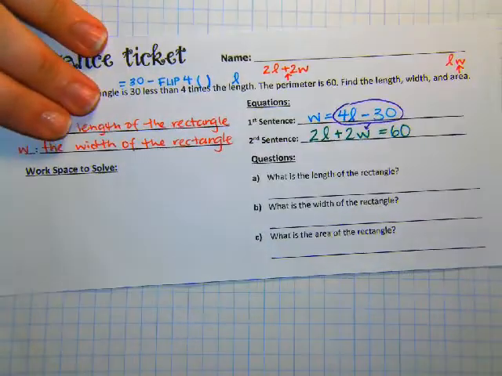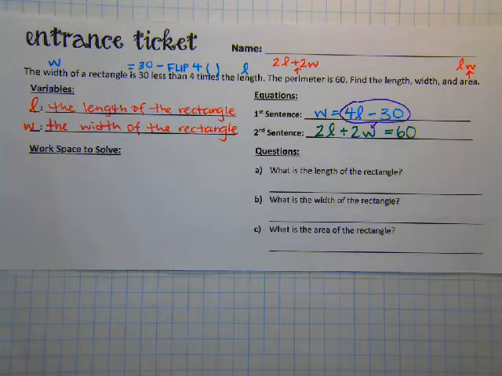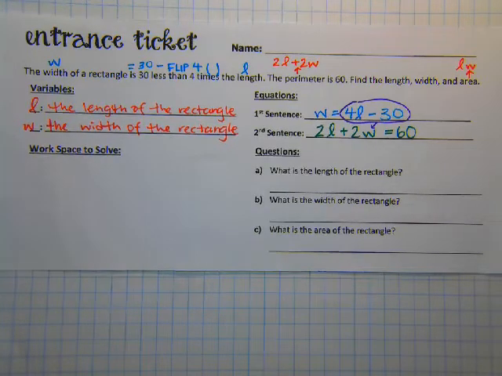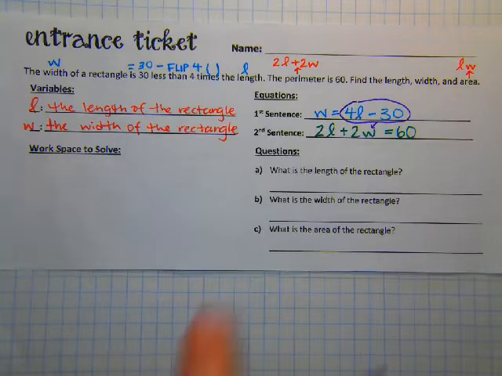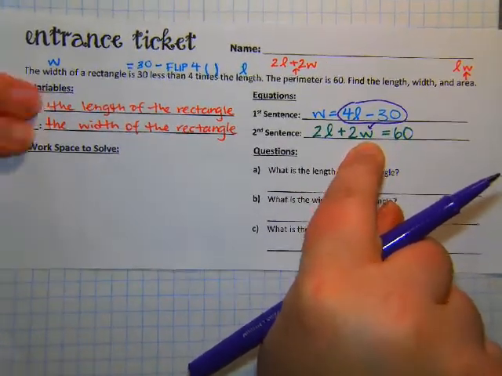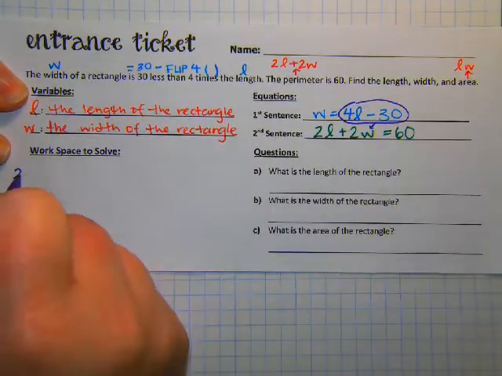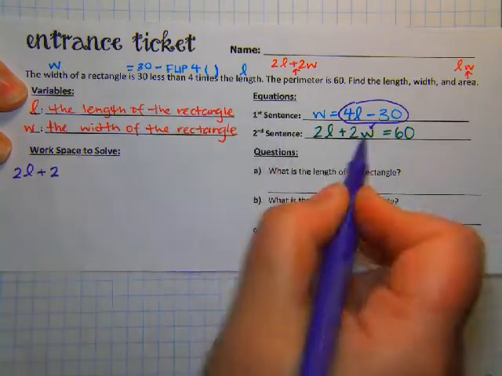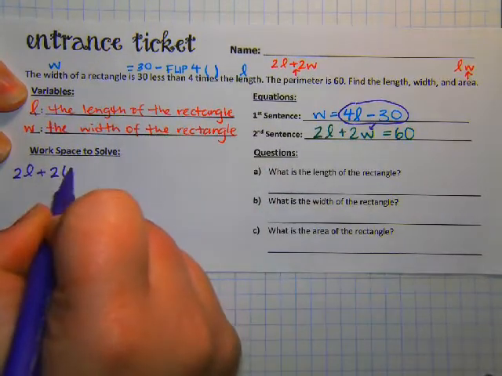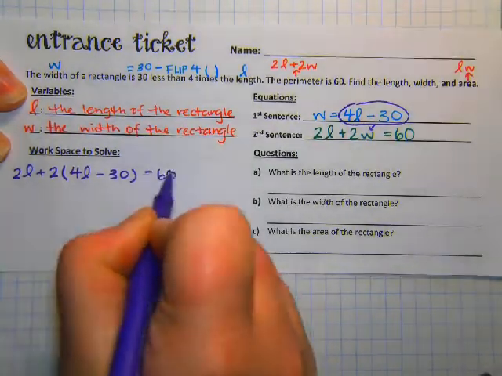I feel like I've said this a few times, so sorry. But I always like to think of it as those slippery sleeping bags where you have that tiny little shell and you're supposed to shove it into the casing, inside the giant sleeping bag. It's a little bit easier to just rewrite it. So I have 2L plus 2, and then instead of W, I've got my whole sleeping bag, or 4L minus 30, and then equals 60.